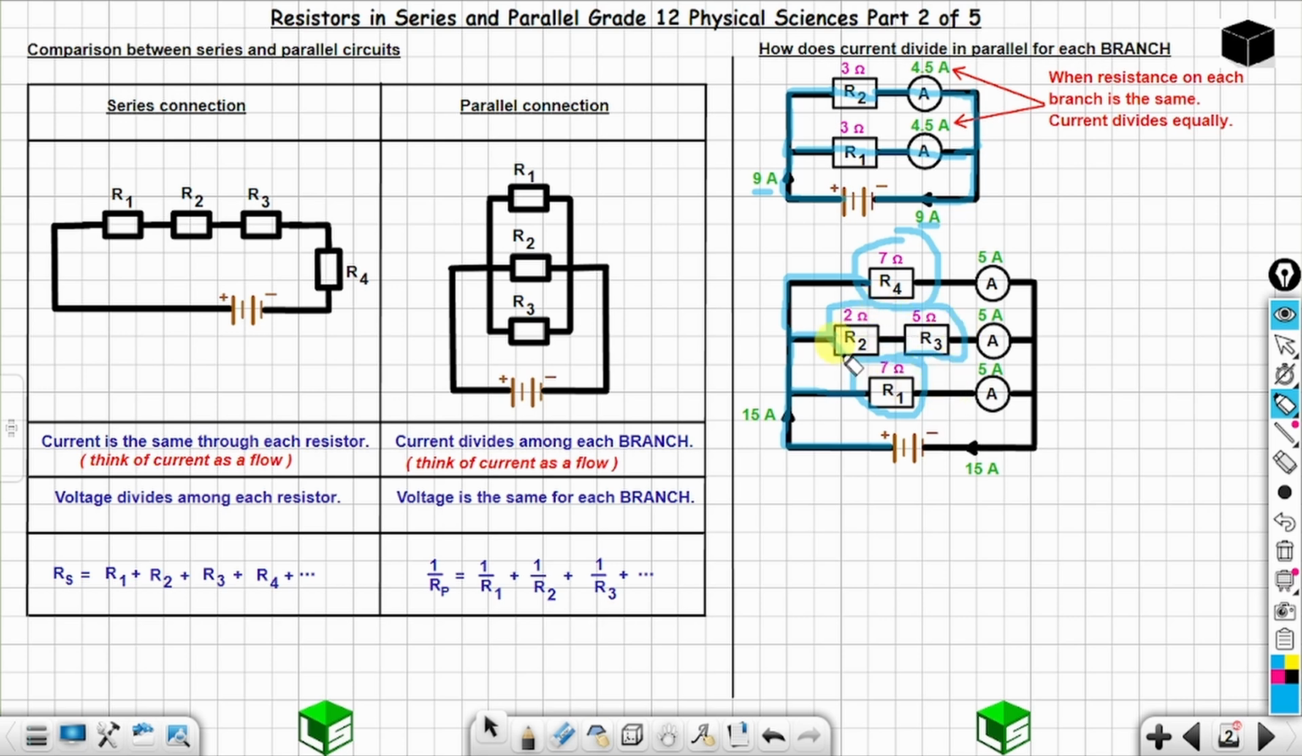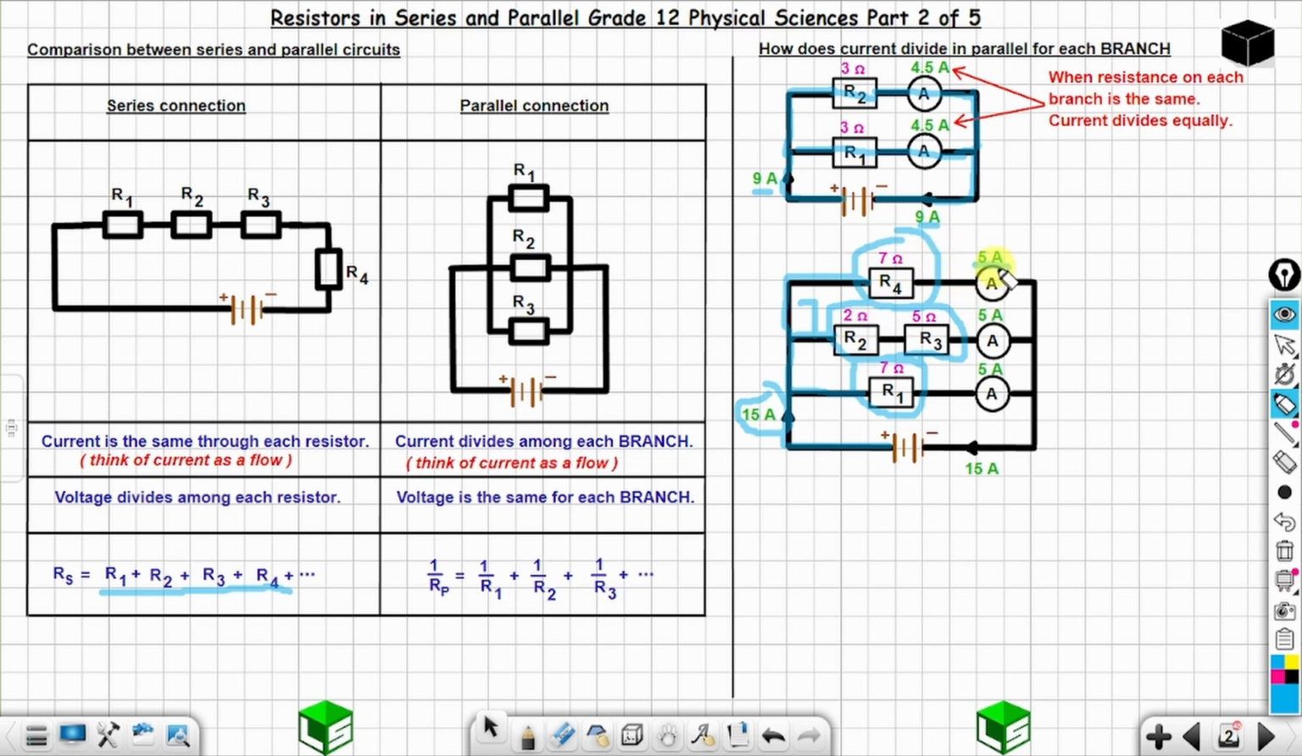Okay, you have a series connection. You know how to calculate for a series connection. You have R2 plus R3, 2 plus 5, you're going to have 7. This is why the 15 amperes is going to divide equally.